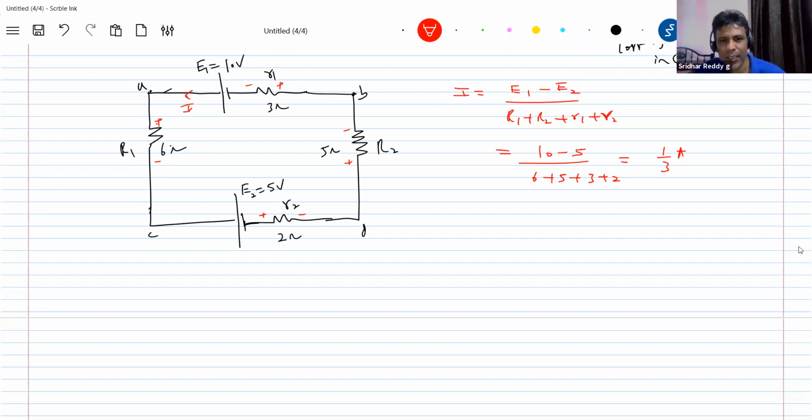Okay, let's calculate the terminal voltage VAB first. So what is the method? I'll write the loop equation: VA minus E1.